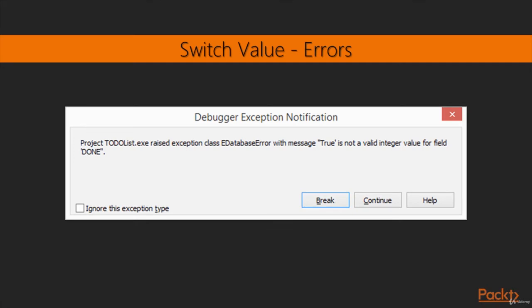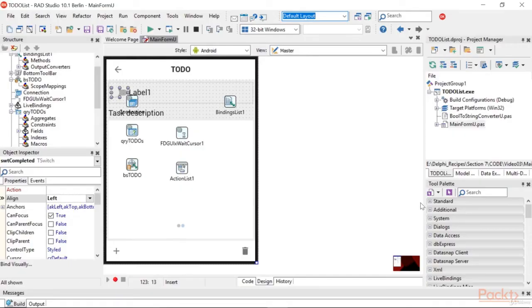SQLite doesn't have the Boolean field type, so the done field in the to-do table is a type integer, where 1 means true and 0 means false. However, we want to connect the done field to a tswitch.isChecked property of type Boolean. In this situation, when you try to change the switch value, you will get an error like this. How do we solve this?